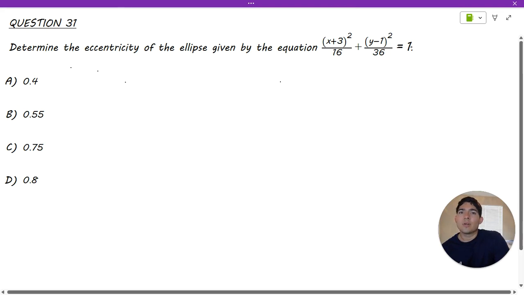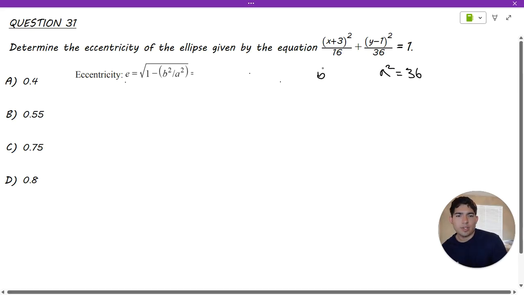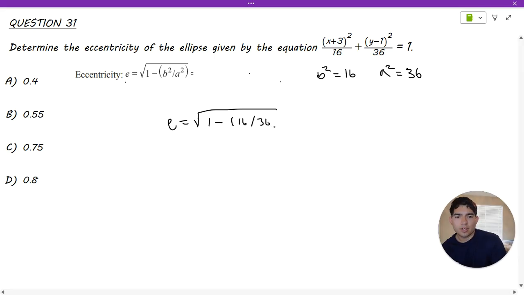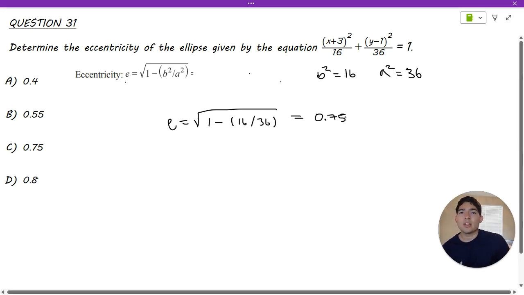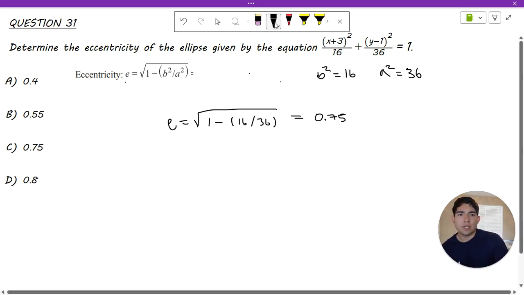So moving on to number 31, we have one more eccentricity problem just for extra practice. Once again, I put the formula right here so we can see it while we are solving. So let's go ahead and find our a squared and our b squared. In this case, a squared is going to be equal to 36 and b squared is going to be equal to 16. So now let's go ahead and plug into the eccentricity equation. Our b squared is going to be 16, and then we're going to have 36 for our a squared. Once you plug that into your calculator, you're going to get a result of 0.75. So if you take a look at the multiple choice, the answer is going to be C.